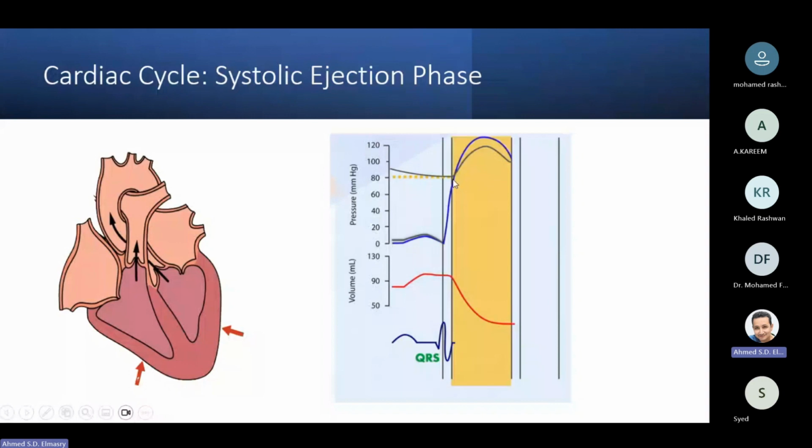So you will notice that increase in the ventricle pressure till it reaches the maximum here, which is the peak systolic pressure. And because the blood inside the left ventricle will be ejected to the aorta, you will notice that there is reduction of the left ventricle volume till it reaches the minimal, which is at the end of the systole, which is called the end systolic volume. So the volume inside the heart at the end of the systole is called the end systolic volume.